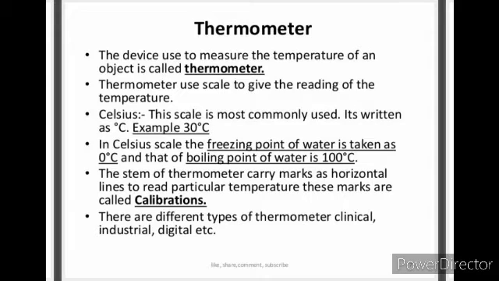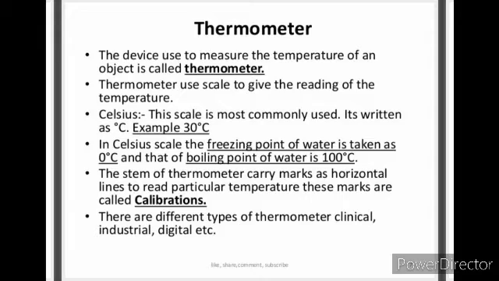Thermometer uses a scale to give the reading of the temperature. Celsius, this scale is most commonly used. It's written as degrees Celsius, for example 30 degrees Celsius. In the degree Celsius scale, the freezing point of water is taken as 0 degrees and the boiling point of water is 100 degrees Celsius. This you will study in your next class.